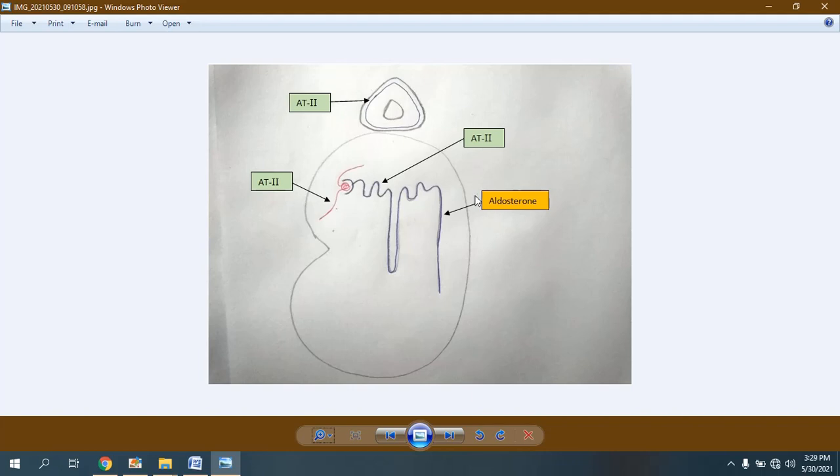So the aldosterone will do what? The aldosterone will increase the absorption of water from the distal convoluted tubule, and that will increase the volume of blood or the volume of plasma inside the body. That will increase the blood pressure. So this is the feedback mechanism.